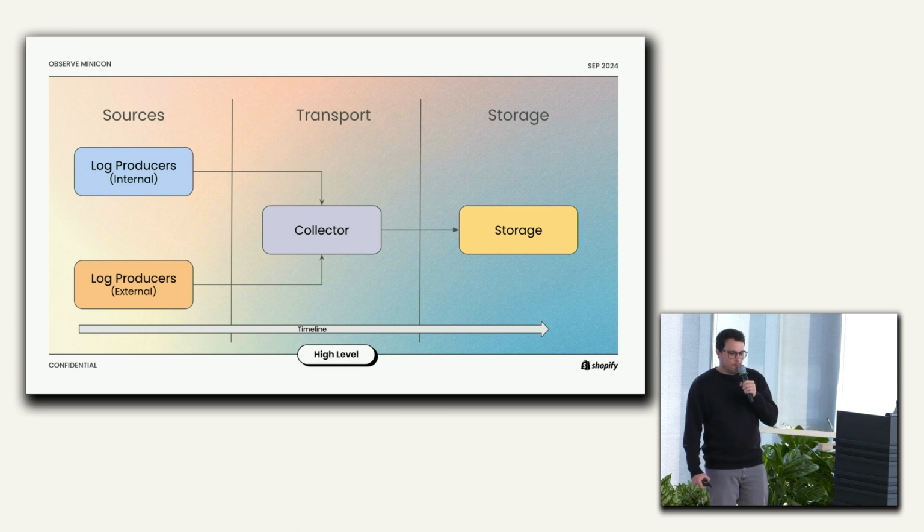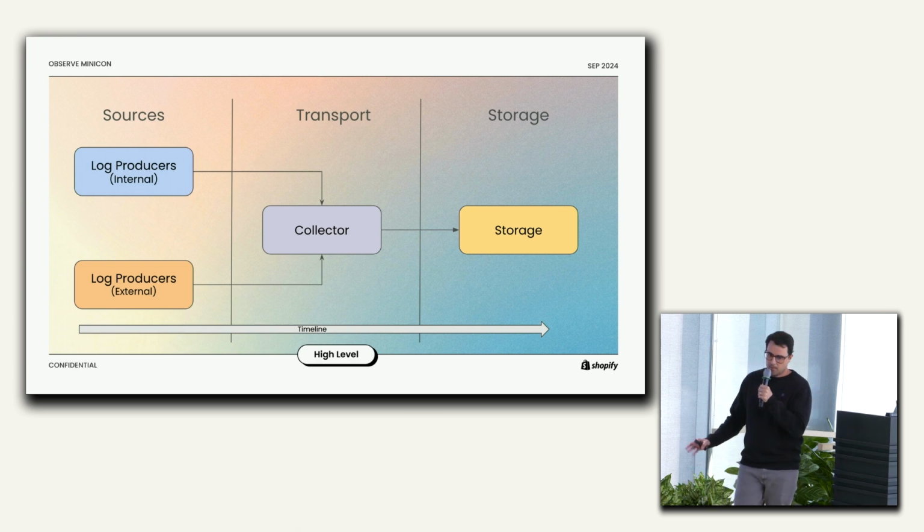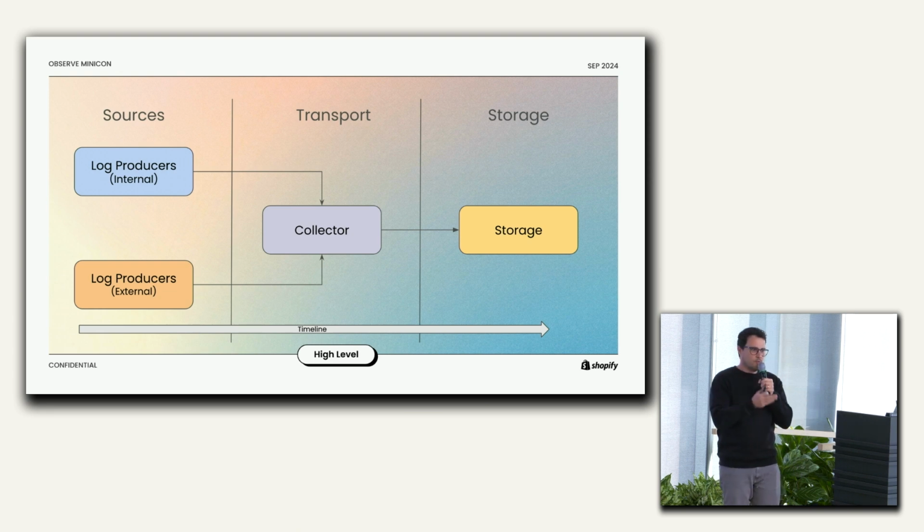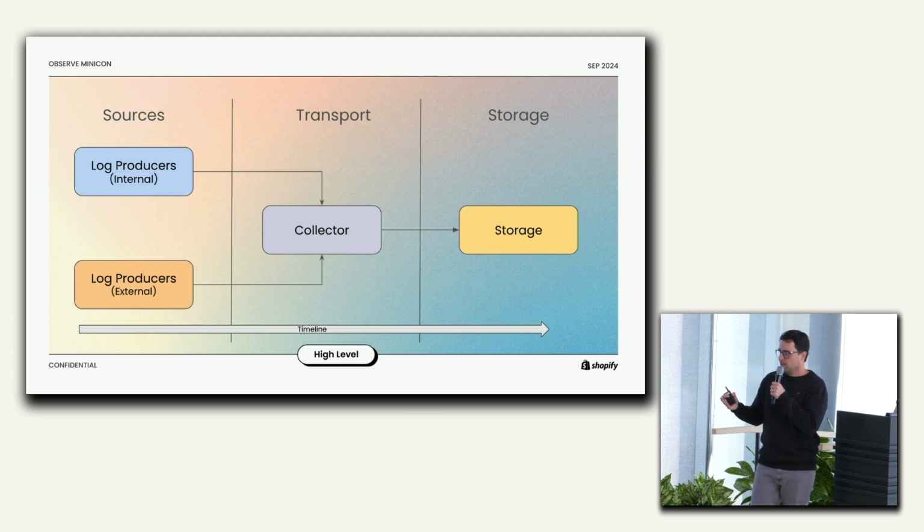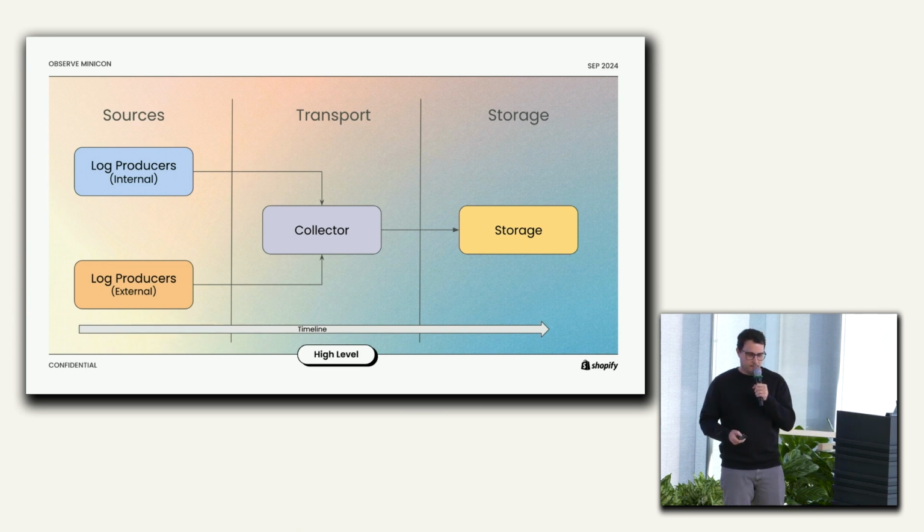At a higher level, logging pipelines look quite simple. We just have a few moving parts, and there are basically three groups of actors. Who produces the logs? They might be from internal or external sources. Who transports the logs and moves data from source to the target or destination, and where these logs are stored. This is a super high-level diagram.